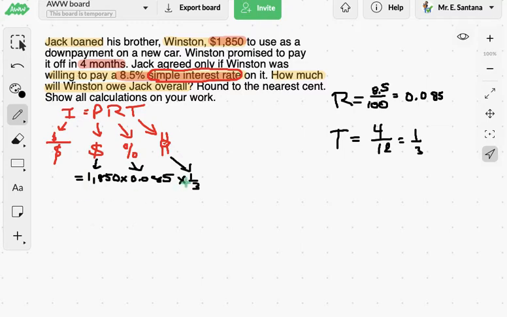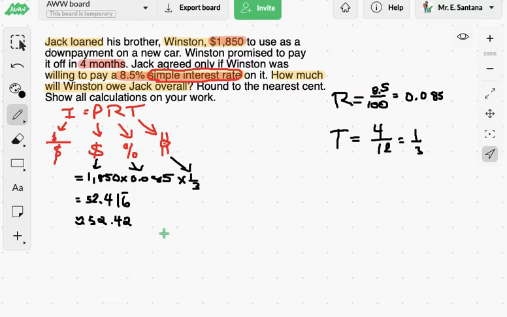Okay, so once we go to the calculator, this is 1,850 times 0.085 times 1 divided by 3. That's how you write a fraction in your calculator. So what you get here is 54, sorry, not true, 52.41, and then the 6 repeats after that. So this rounds out to 52.42 using the squiggly line because that tells you that I rounded. It means approximately 52.42. And that's how much interest Winston will owe Jack in 4 months.